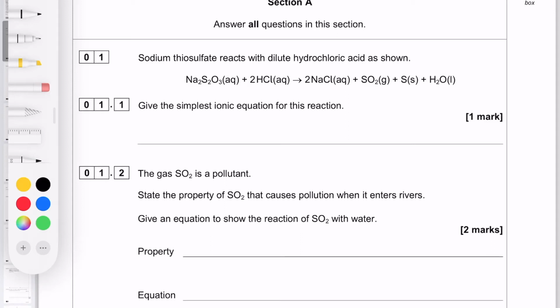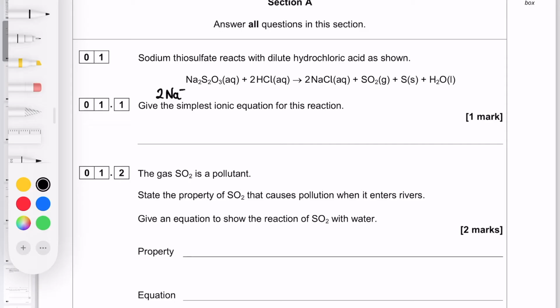Sodium thiosulfate reacts with dilute hydrochloric acid as shown. Give the simplest ionic equation for this reaction. So we need to remember that anything that is aqueous and ionic is going to be able to split into its ions. So sodium thiosulfate is aqueous and ionic.